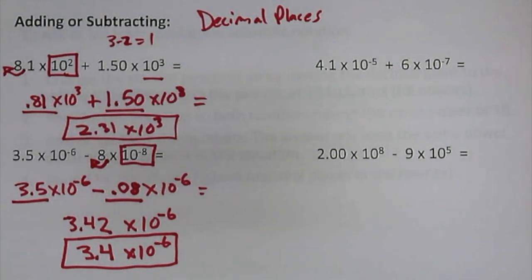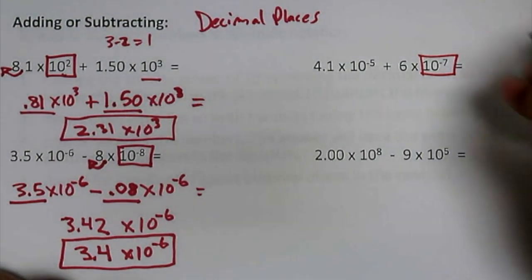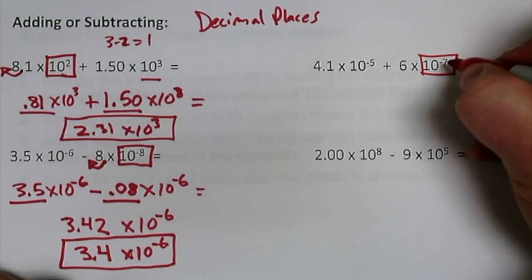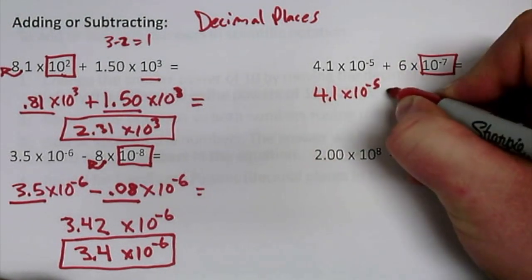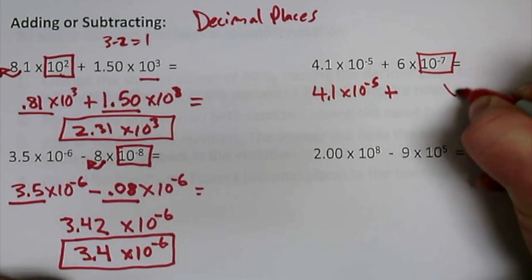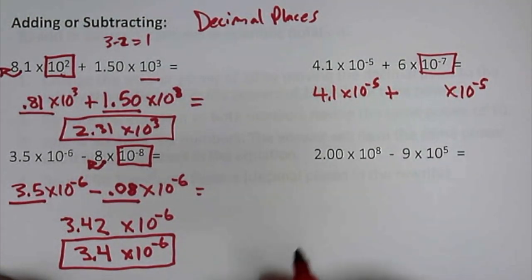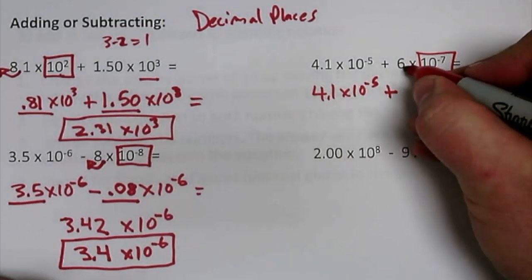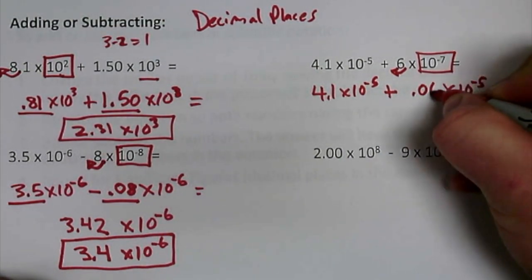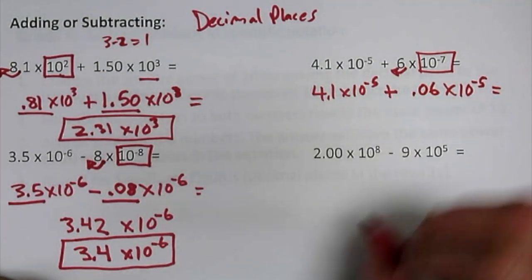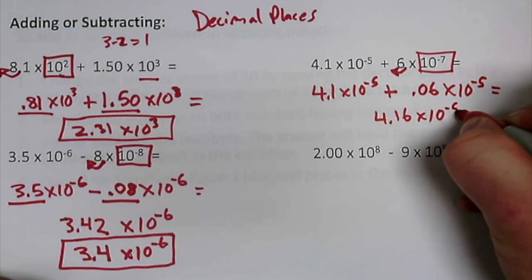Got an answer? Okay, so this first one, I'm going to go with the smaller one right here. 10 to the power of negative 7. That's the one I'm going to change, so I'm going to stick with this. This one stays the same, 10 to the power of negative 5. Plus, leave that blank for a moment. This is going to be negative 5. Okay, so the difference between 5 and 7 is 2. So I'm going to move the decimal point to the left 2 spots. So that one's going to be 0.06, and then they just add together. So 4.16 times 10 to the negative 5.